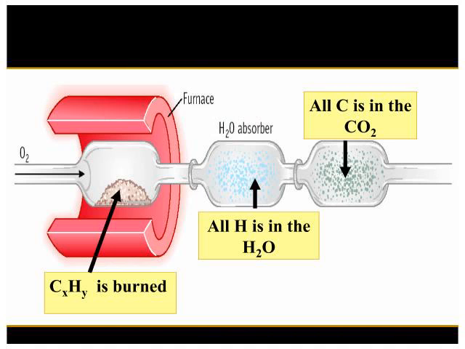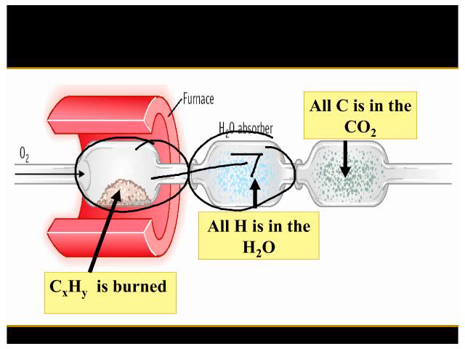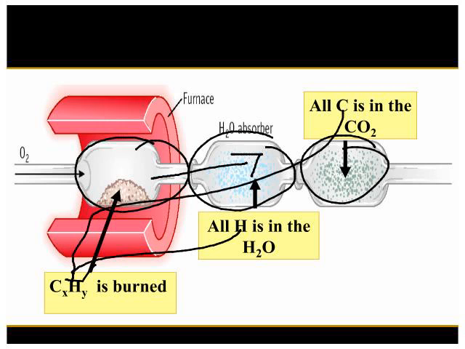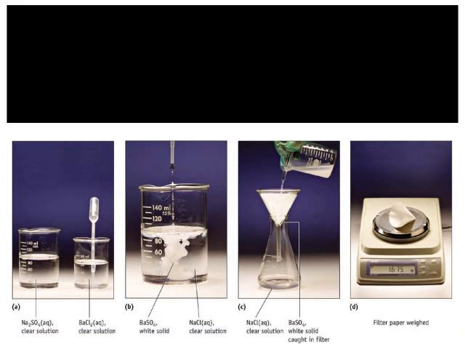The basic concept is that some kind of fuel is burned, the substance products go through, the water is absorbed, and the CO2 is absorbed, and of course all of the hydrogen came from this part of the compound and all of the carbon came from there, so you'll be able to back analyze, turning the hydrogen and the carbon into the empirical formula.